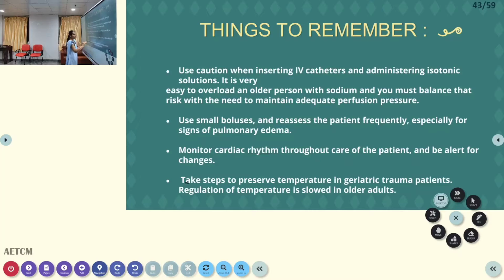So take steps to preserve the temperature in geriatric patients. Regulation of temperature is slowed in older adults. These are all the things we want to remember. There will be higher chances of fluid overload, so use small boluses and reassess the patient frequently, especially for signs of pulmonary edema, and continuously monitor the cardiac rhythm. Be alert for any changes in the ECG and take steps to preserve the temperature in geriatric trauma patients. Regulation of temperature is slowed in older adults.